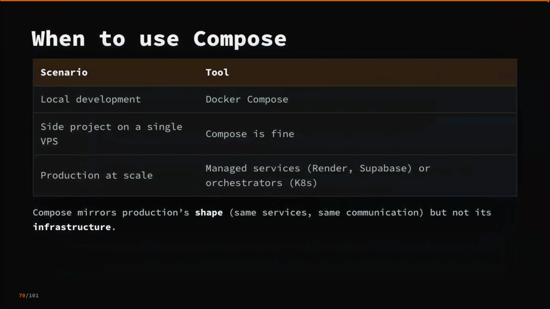Okay, so the cases in which we use Docker Compose would be mainly local development. But if you have your own server, like a rented server such as an EC2 instance, you can also just deploy your app using Docker Compose, just use it to start your Docker containers.